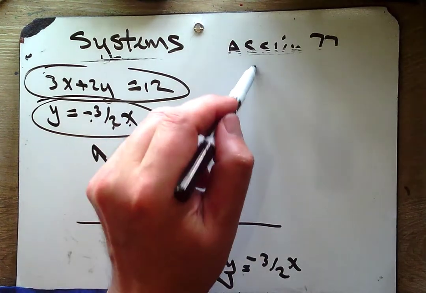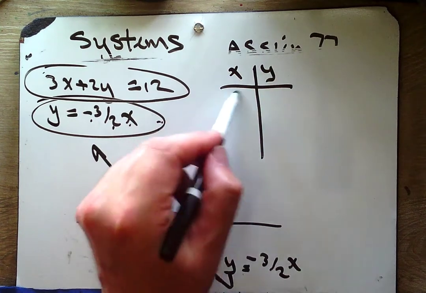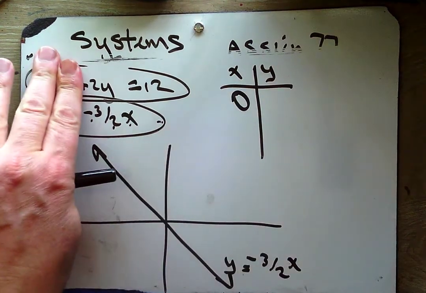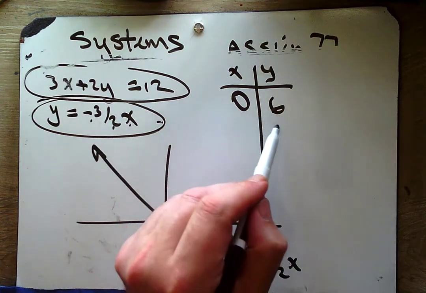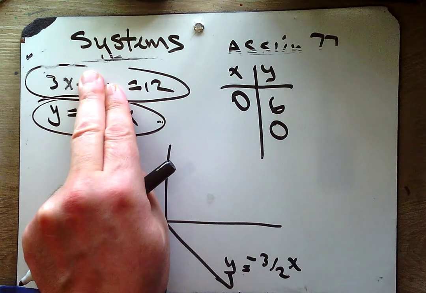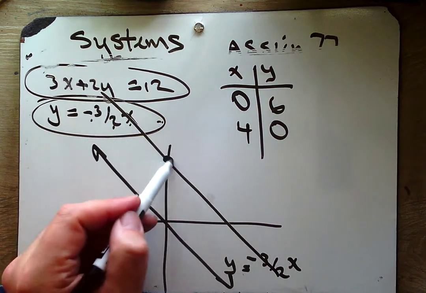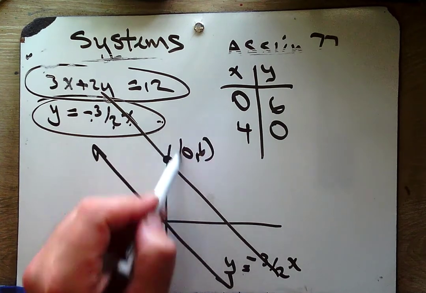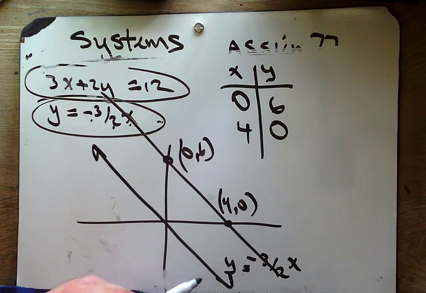Well, in standard form, I prefer to graph using x and y intercepts. It's really easy to plug in a 0 for x and say, oh look, 2y equals 12, so y must be 6. Or to plug in a 0 for y and say, oh look, 3x equals 12, so x equals 4. And so then I end up here with (0, 6) and (4, 0). And I'm able to see that these lines are parallel.